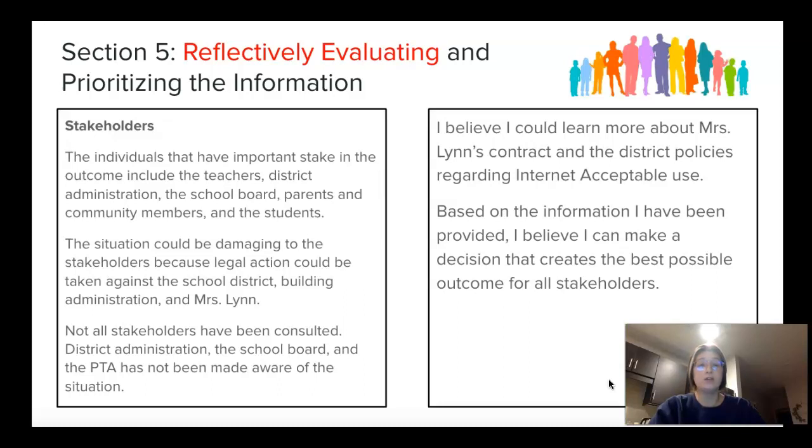Not all stakeholders, as far as I'm concerned, have been consulted. District administration, the school board, and the PTA have not been made aware of the situation. I believe I could learn more about Mrs. Lynn's contract and the district policies regarding internet acceptable use. Based off the information I have been provided, I believe I can make a decision that creates the best possible outcome for all the stakeholders involved.